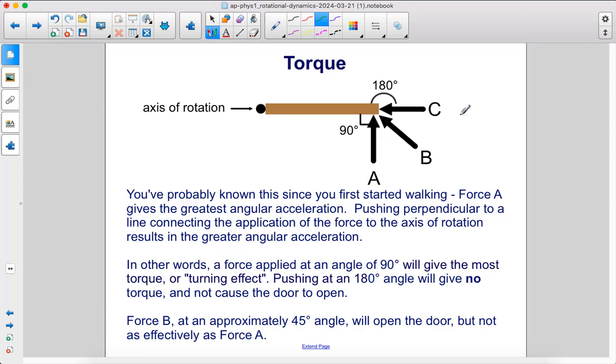Pushing perpendicular to a line connecting the application of the force, here, to the axis of rotation, here, results in the greatest angular acceleration. In other words, a force applied at an angle of 90 degrees will give the most torque, also known as turning effect. However, pushing it at a 180-degree angle, like this, will give no torque and will not cause the door to open. Force B, at an approximately 45-degree angle, will open the door, but not as effectively as force A.